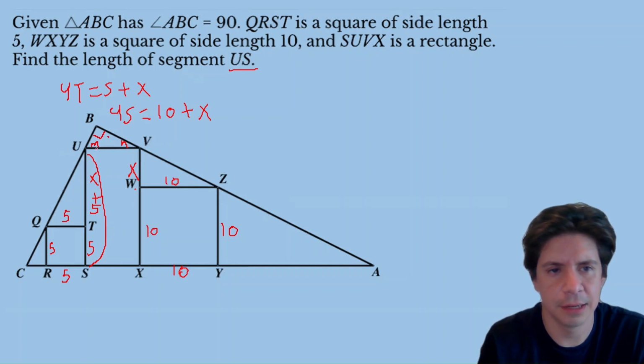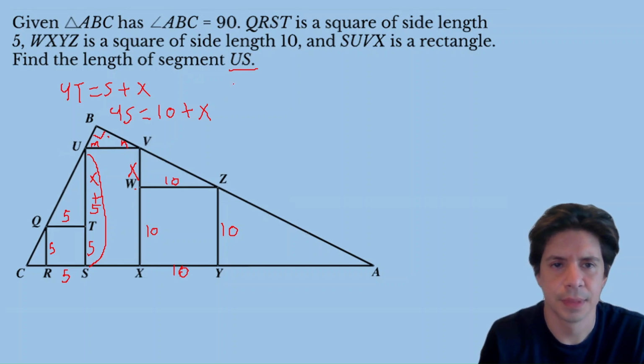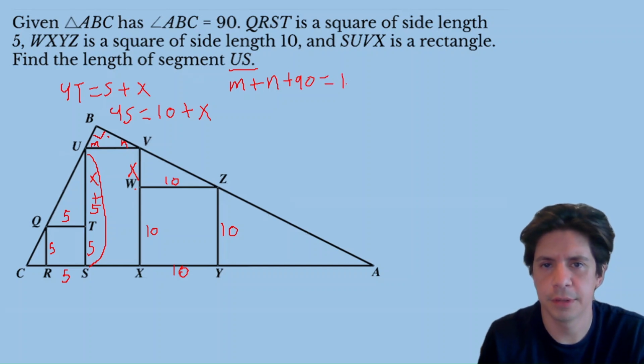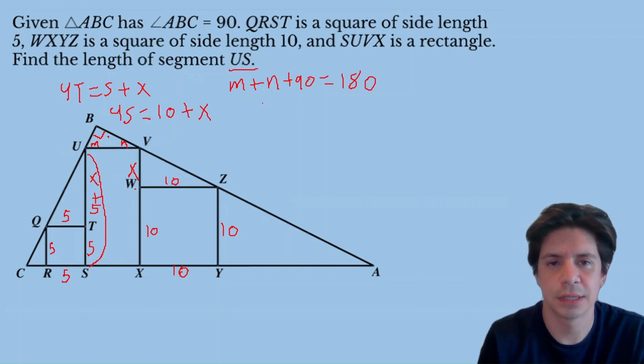This is N and M. What's their relationship? M plus N plus 90 equals 180, because all triangles add up to 180 degrees. So then we subtract 90 and we get M plus N equals 90. So M equals 90 minus N.